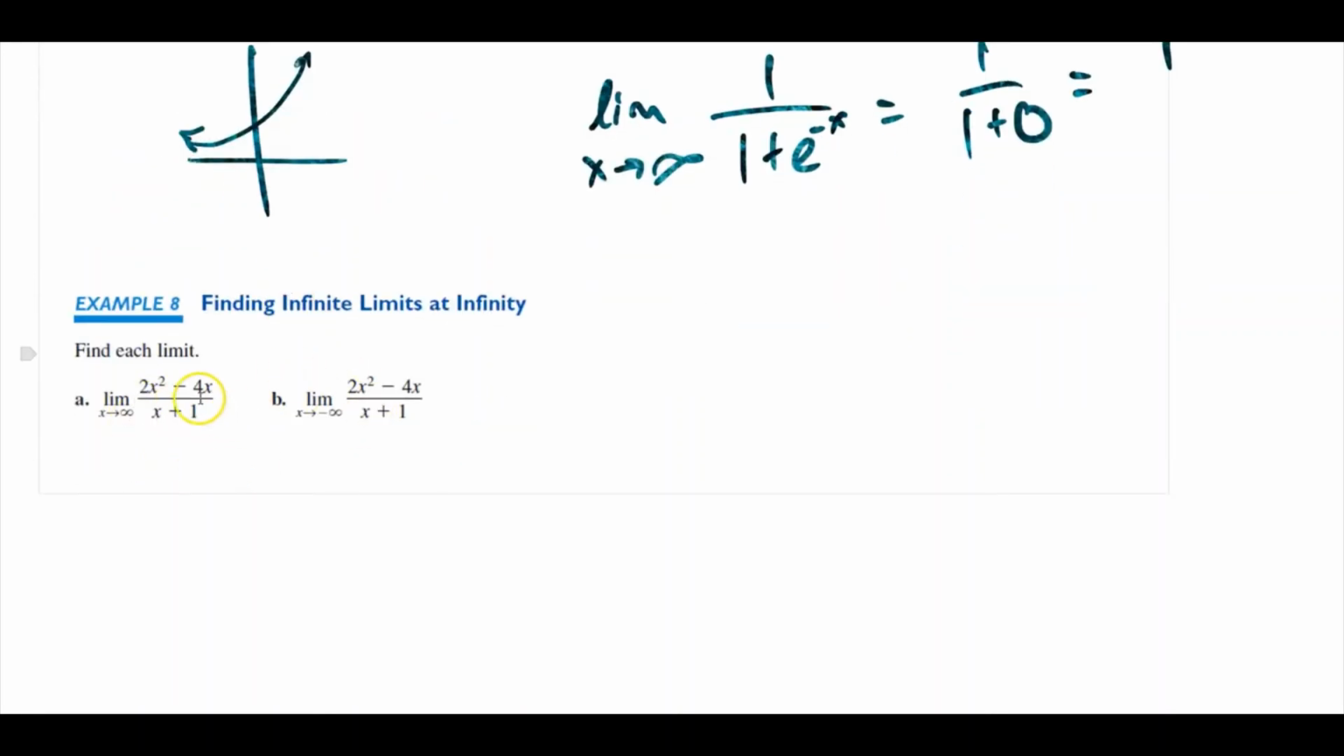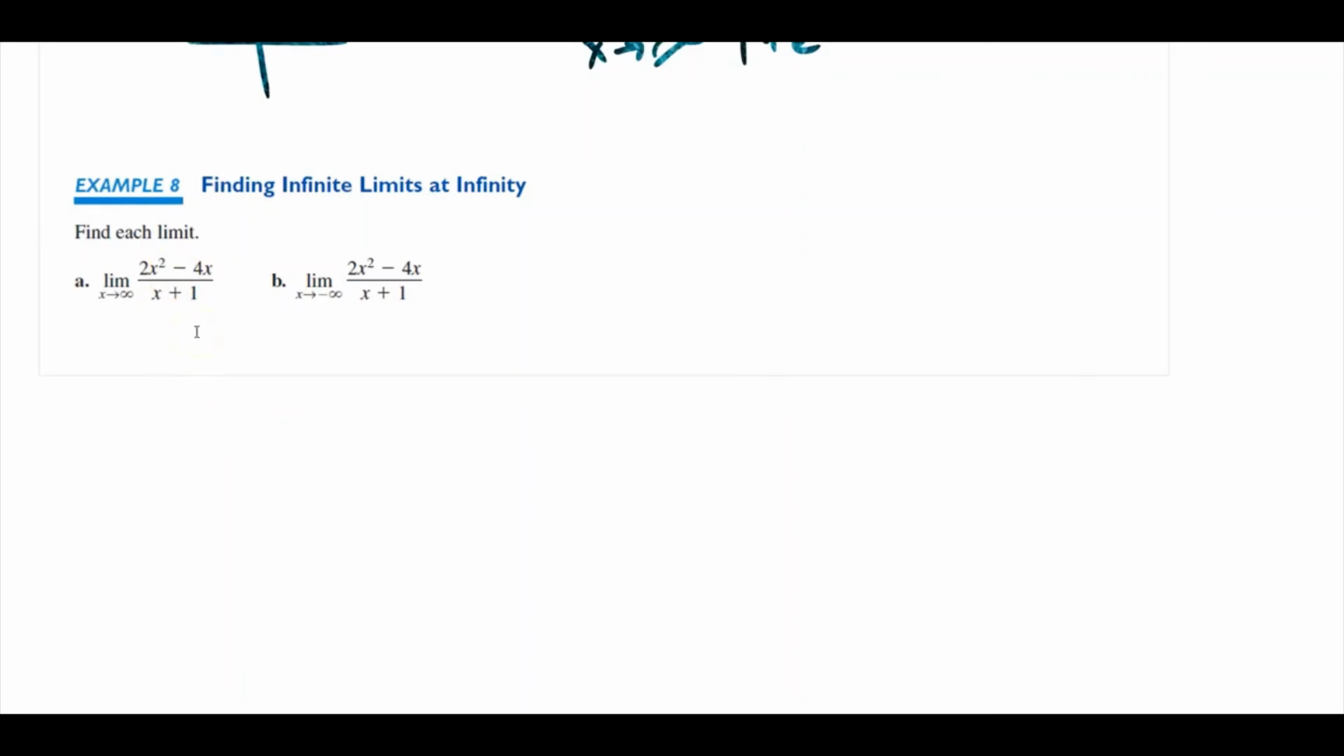So finally, let's just wrap this up with a couple of examples. What happens here? Well, the degree of our polynomial in the numerator is greater than the degree of our polynomial in the denominator. So we get infinity, or this limit does not exist for A. And for B, similarly, the degree of our polynomial in our numerator is still greater than the degree of our polynomial in our denominator. So we're ending up with negative infinity, but that's still not existing. So negative infinity does not exist.